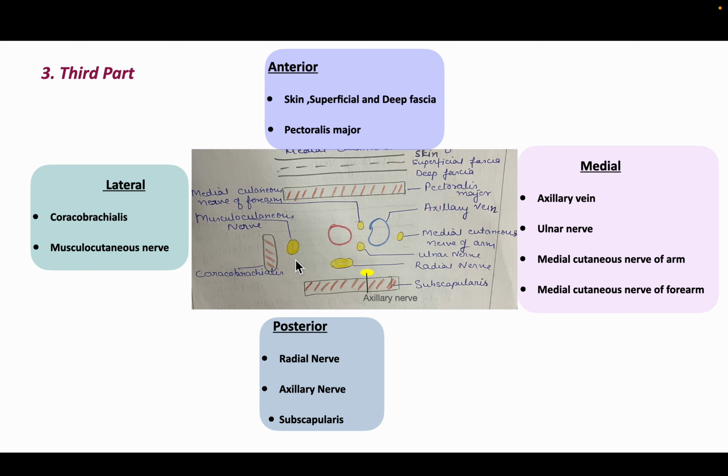Now on this side, the main is coracobrachialis muscle and musculocutaneous nerve. So these are the relations of the third part. So this is the handmade diagram.